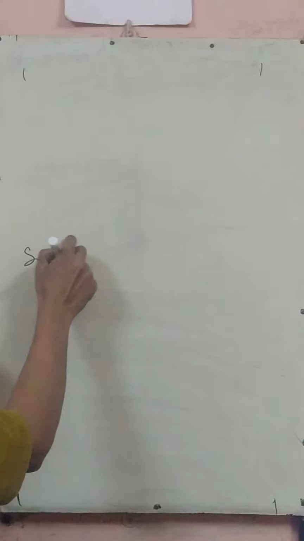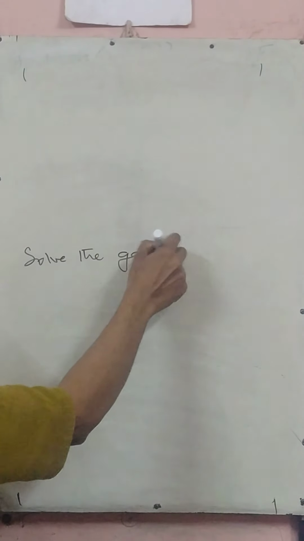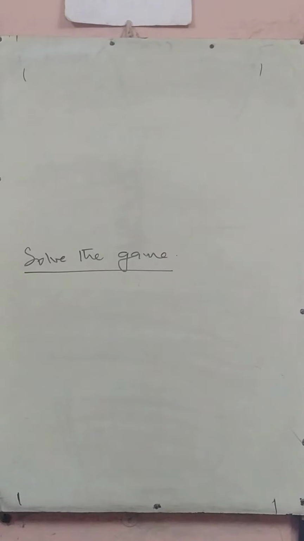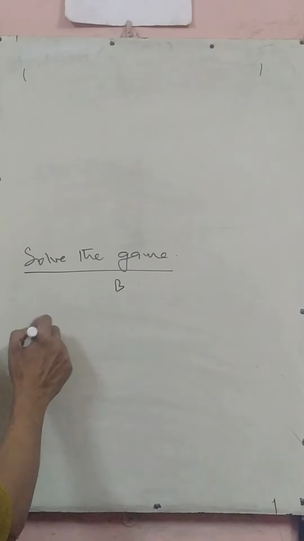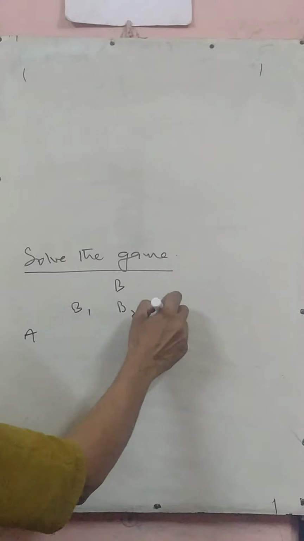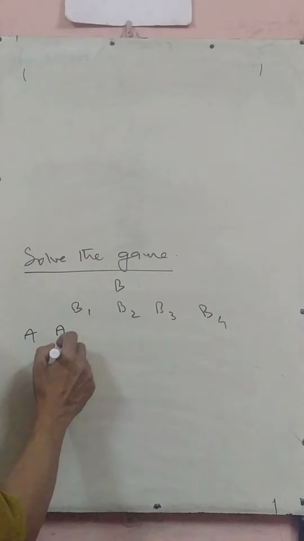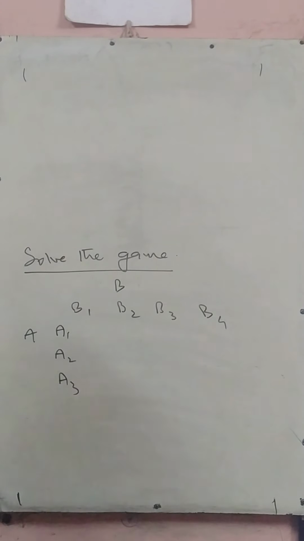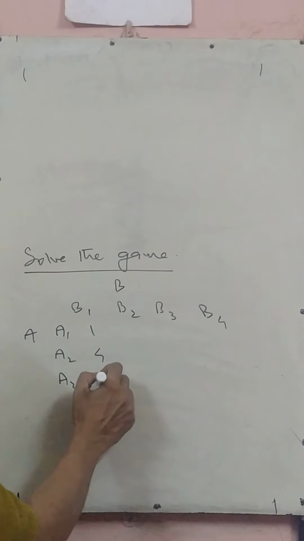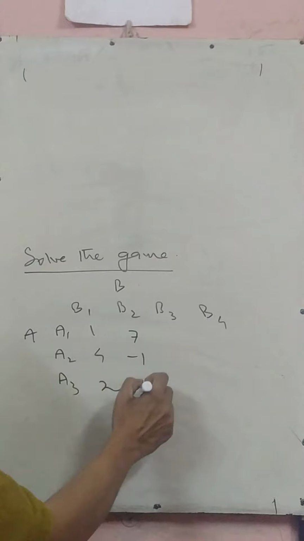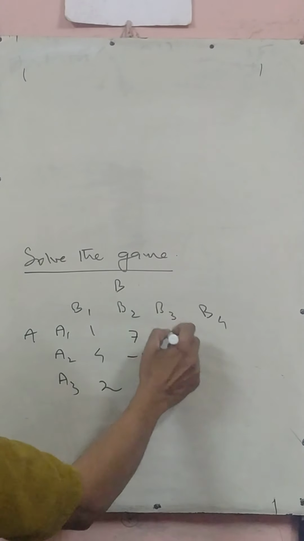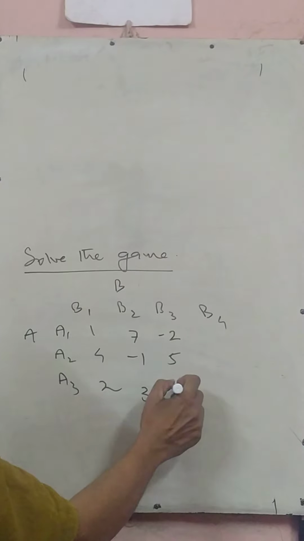It will be said like this: solve the game. Mostly they don't say the method, whether to solve the game by dominance or the algebraic method. Nothing is mentioned, just solve the game. The strategies of B and of A are given. B has 4 strategies, B1, B2, B3, B4. On the other hand, A has only 3 strategies, not 4. And now we get the values this way. These are the values of the game according to the corresponding strategies.